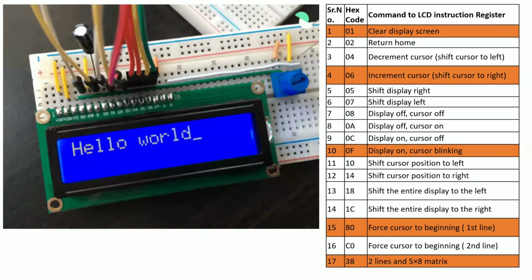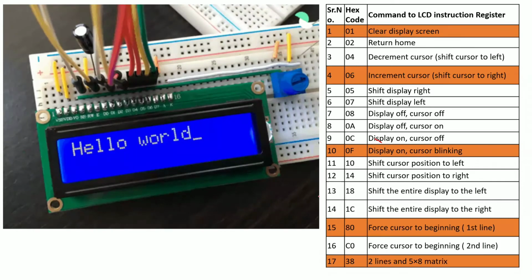Now first, what are the different commands which I am using here? I told you that we are using only a few commands here. First one is clear display screen, which is your hexadecimal code 01. So whenever I send 01, the display will be cleared. Coming to increment cursor, that means whenever each and every character is printed, the cursor will be incremented by 1 and it can display the next character. Next one is display on cursor blinking. So the display will be on and the cursor will be blinking like this.